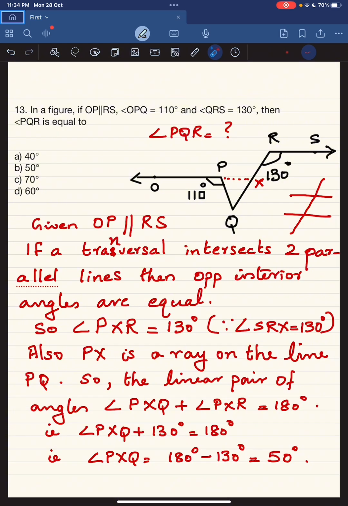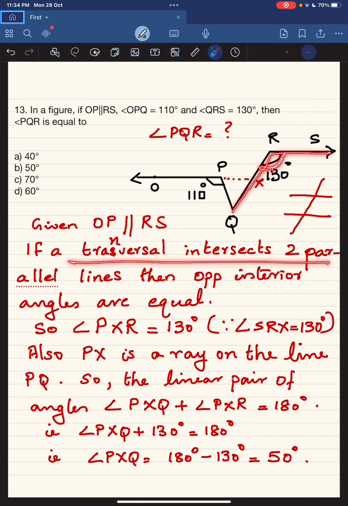Okay, so what is the opposite interior angle of angle QRS? That is this angle, angle PXR. We have marked this where the transversal meets the line QR, so we mark here X. It's not given, we just marked it. Given angle QRS is equal to 130 degrees.